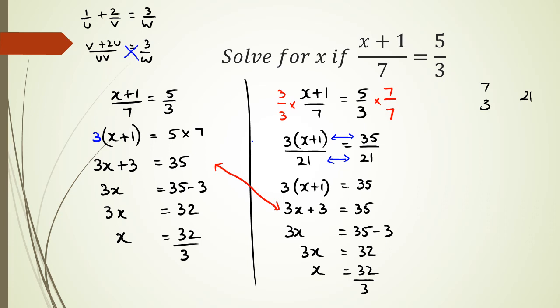And as you can see now, guys, we've got basically the same two answers. So there are a couple of different ways when you have one fraction equals another fraction. You can cross multiply, or you can make the denominators the same and put the numerators equal to each other.